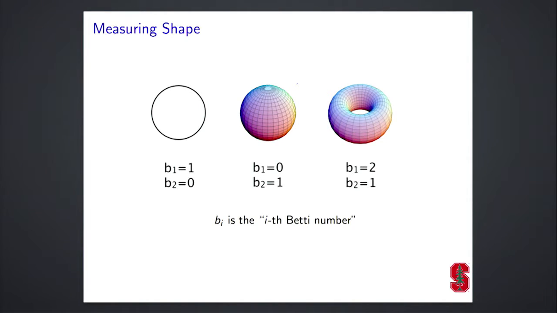Betti 1 is a number of loops suitably defined. Betti 2 is a number of two-dimensional surfaces, and so on. You'll notice here that Betti 1 is 0 because, although there are many loops on the surface of the sphere, they are all equivalent to each other under that notion of equivalence that I talked about before.